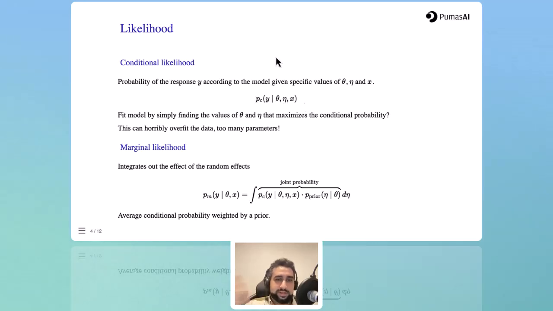One valid question to ask is, why don't we just maximize this quantity here? Why do we actually have to marginalize? The idea is we could just fit the theta values, we can fit each of the individual's etas to their corresponding response, and we could just directly fit this conditional likelihood instead of the marginal likelihood. And the answer to that is that this actually can cause horrible overfitting problems because we end up having too many parameters. And the marginal likelihood actually penalizes overfitting in a way, and we will see again how that is.